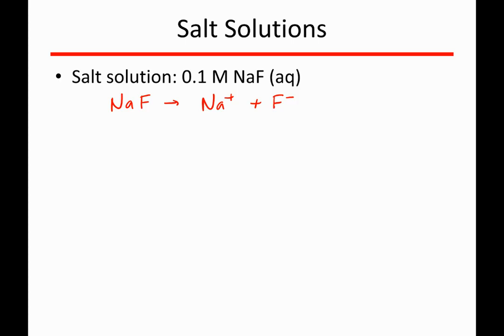And again, the dissociation is complete. It goes 100% of the way to completion. And so we use the one-way arrow there.